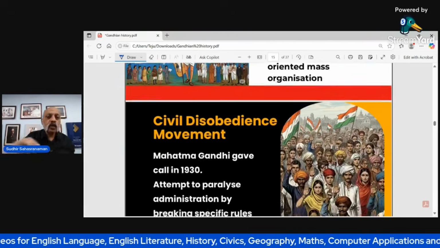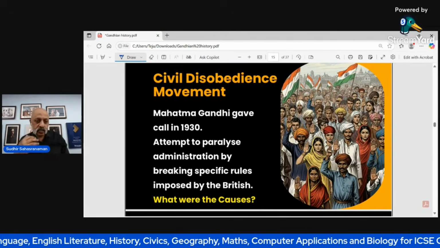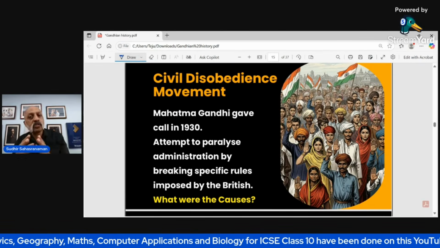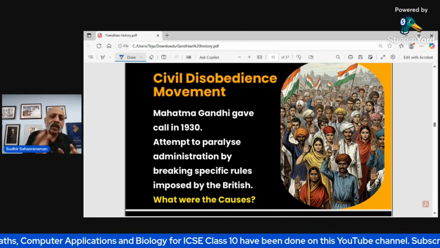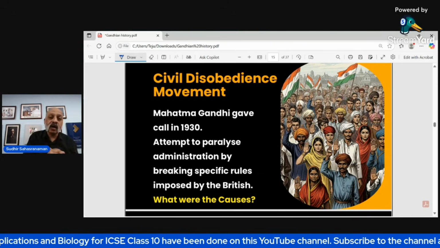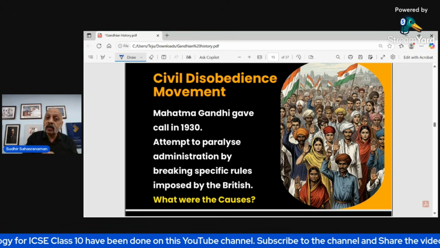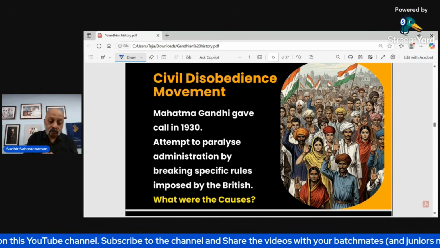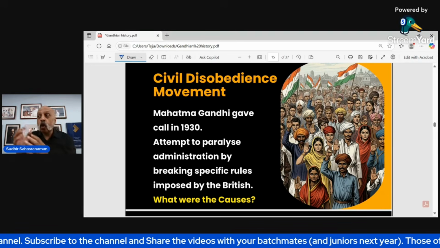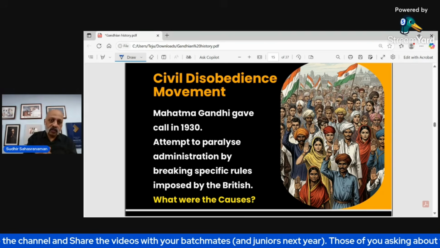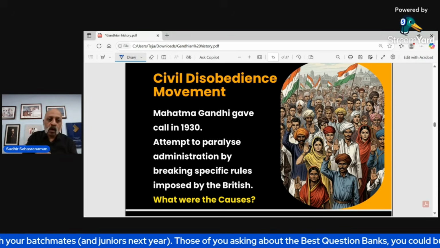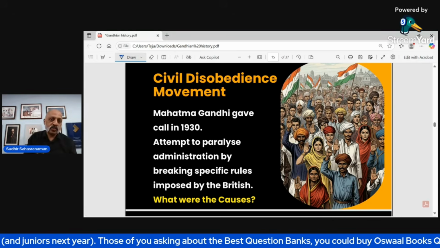Now let's move to the civil disobedience movement. What really happened? Mahatma Gandhi gave this call almost a decade, not nearly a decade, about 8 years after he suspended the movement after the Chauri Chaura incident. This happened in 1930. What was the main objective of the civil disobedience movement? Its attempt was to paralyze the administration.